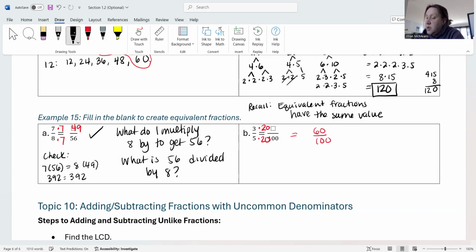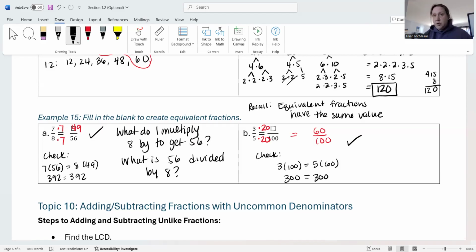And if you want to check it, you certainly can. We would say, is 3 times 100 equal to 5 times 60? Well, 3 times 100 is easy. That's just 300. 5 times 60 might be a little harder, but just take 5 times 6, which is 30, and then add another 0 to it, and you do get 300. So we are good here. So the blank that we would need to fill in would be 60 for part B.